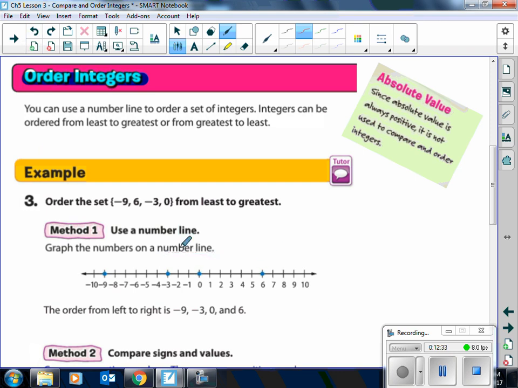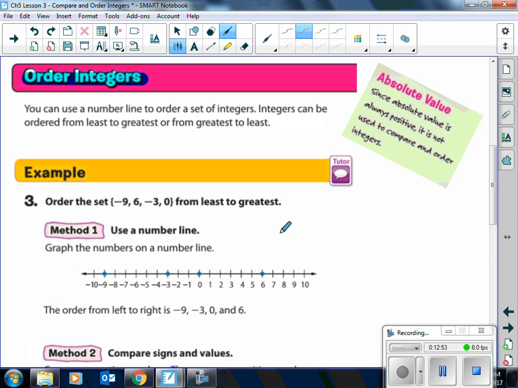All right. So here we want to use this number line to order this set, and this is set notation. You see those squiggly brackets right there? That's set notation, so you need to learn how to make those. So we have -9, 6, -3, and 0 from least to greatest.